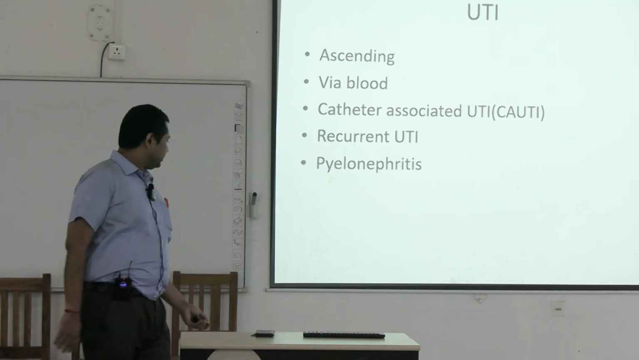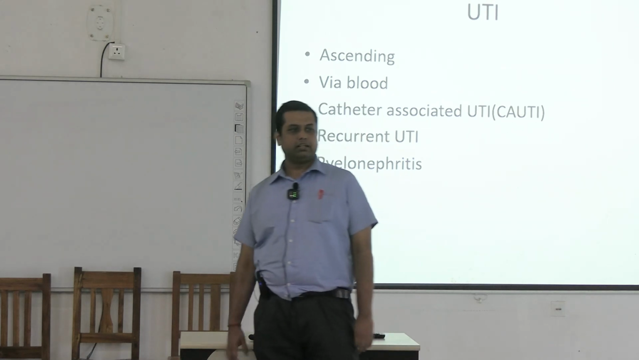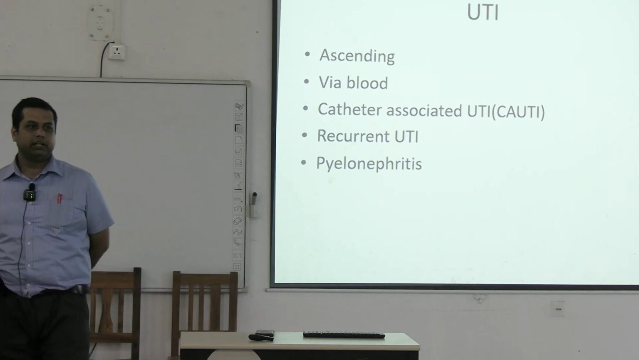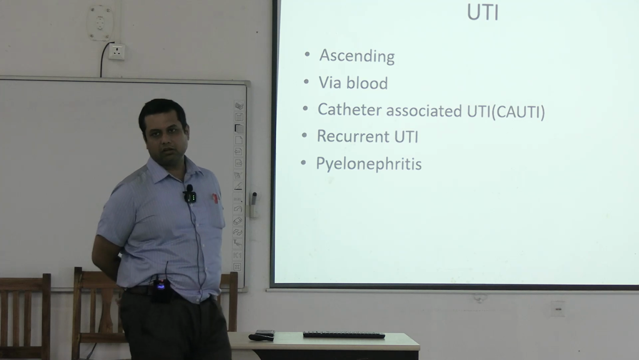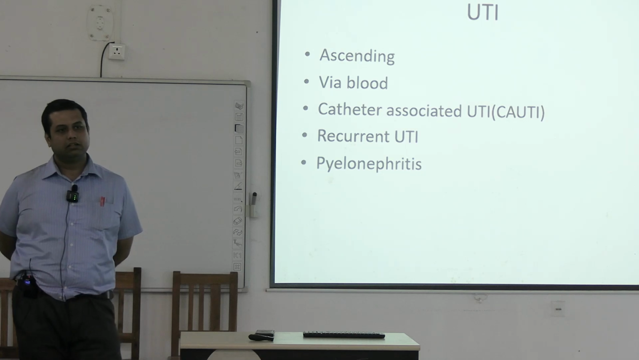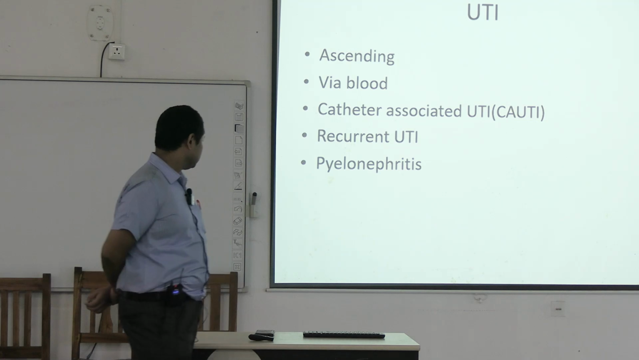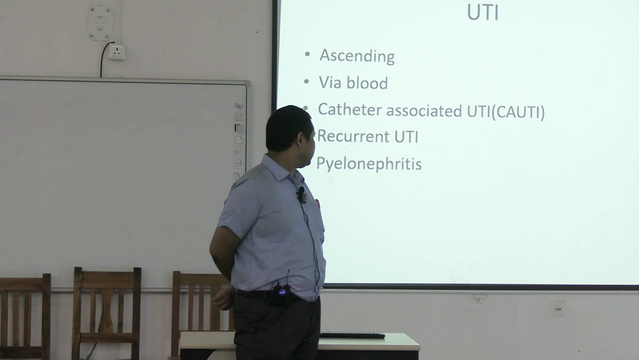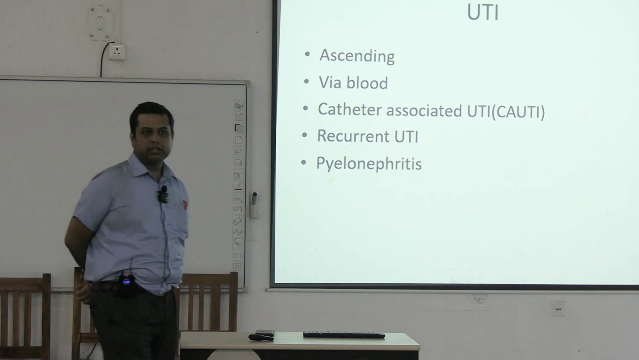Another method is catheter-associated UTI. When you are catheterizing a patient, the patient has some inherent protecting properties. When the patient is catheterized or some procedure is being done in the urinary tract, that protection is lost. That may lead to UTI. Recurrent UTI, who are the people most susceptible to recurrent UTI?